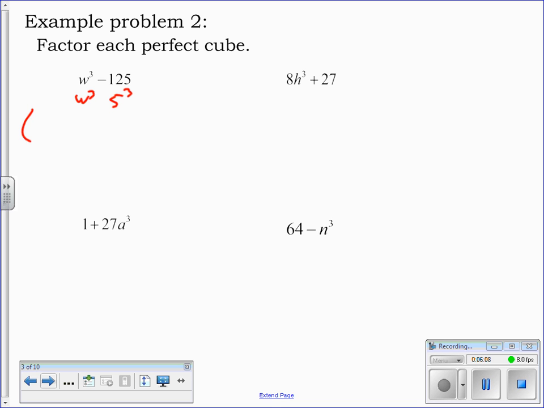So I get W minus 5. And then my first term is W, so I square it. Then I multiply the two numbers. W times 5 gives me 5W. Remember, write it in the proper order. And this one's minus because these two need to be the same.